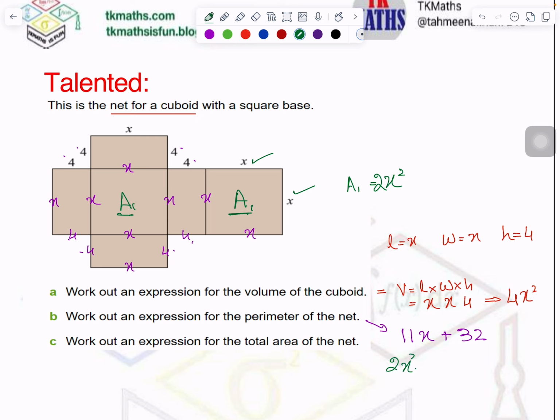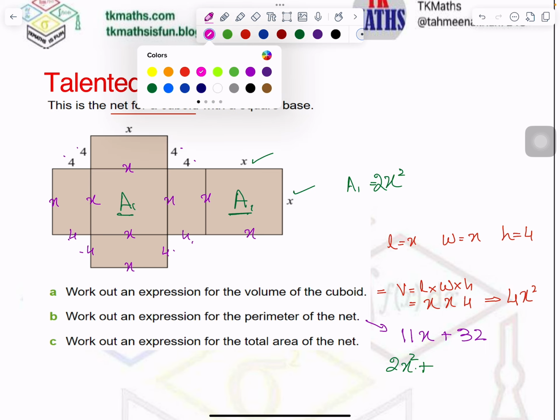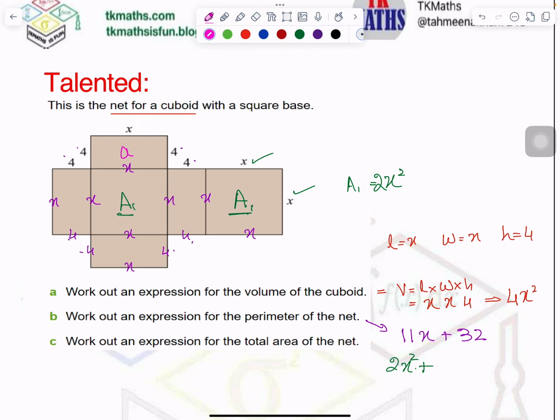2x square plus, now if you see here, I'm changing the color so that there is no confusion. Okay, this area, let me call it small a. These are same, yes or no? So it is 4 times, what is the area of the rectangle? 4 times x, 4x. And this will be 4 times, right? Because the area of one rectangle is 4x and multiplied by 4 because there are 4 such rectangles, so it will be 16x. So this is how you solve these type of questions.